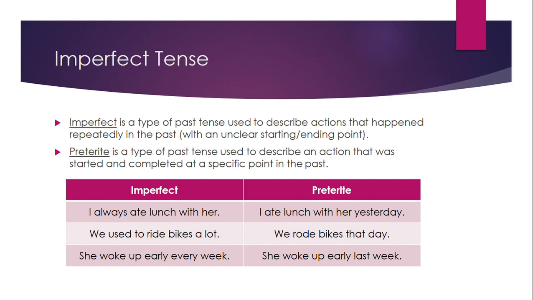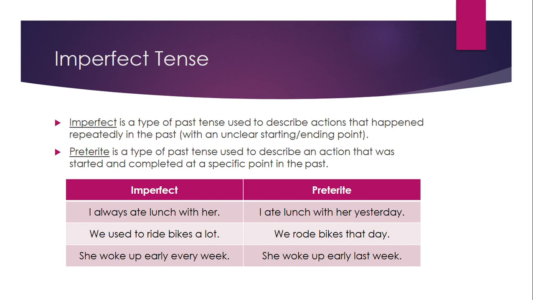The preterite example would be, I ate lunch with her yesterday. Also in the past, but it's got a clear starting and ending point. Second example, we used to ride bikes a lot. We don't know exactly when that started or ended, but we do know that it happened more than once and it's in the past. In comparison, we rode bikes that day. It's a specific time in the past, that's going to be preterite.